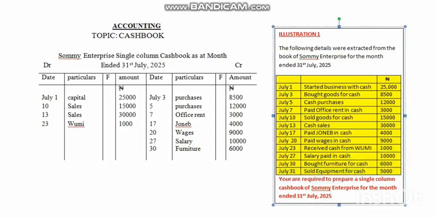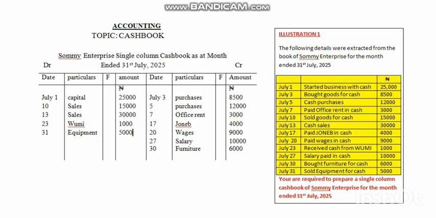So July 31st, you write 31st. Then you write, what are you going to write there? Equipment. So how much did he realize from the sale of the equipment? 5,000 naira. You write it, 5,000. Then, is there any other transaction that you have not touched? No, we have completed. You have recorded everything here.